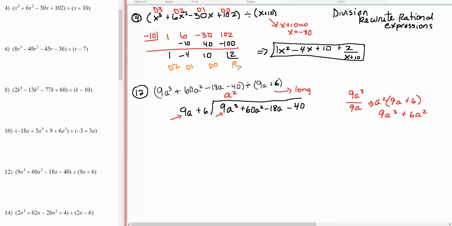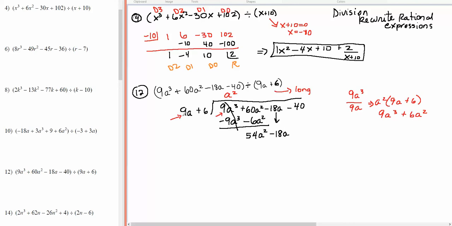And when we write it underneath our dividend, we need to change the negative signs. This is minus 9a cubed minus 6a squared. And this is 54a squared, and we bring this down.